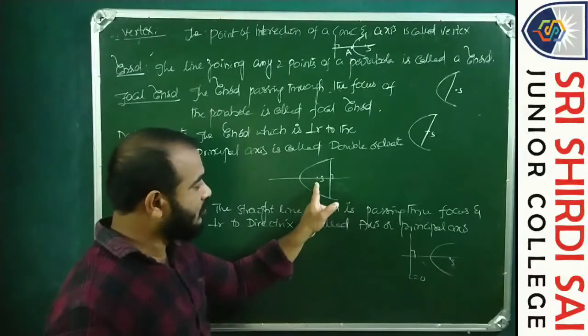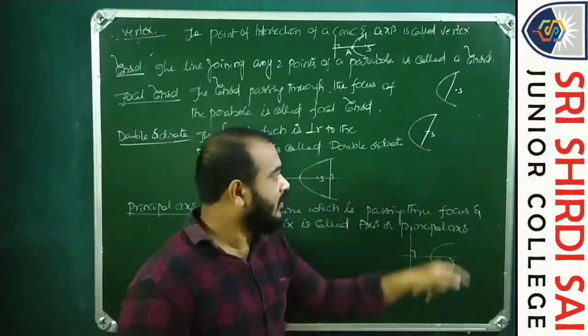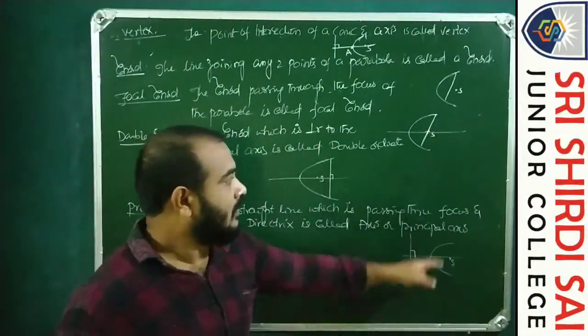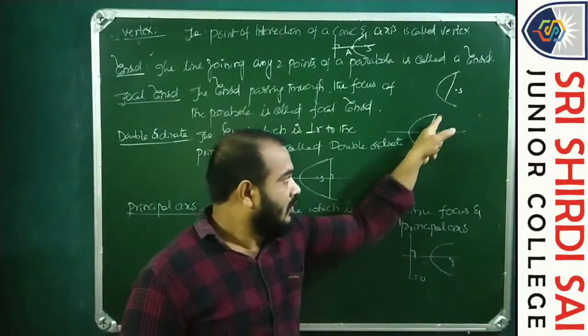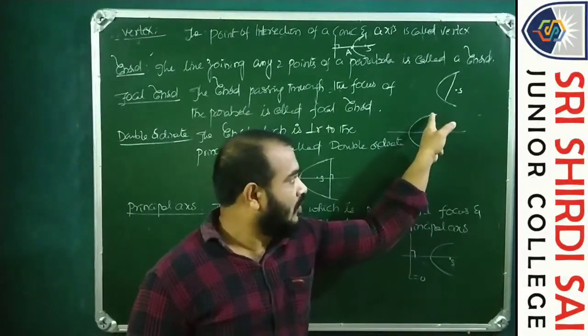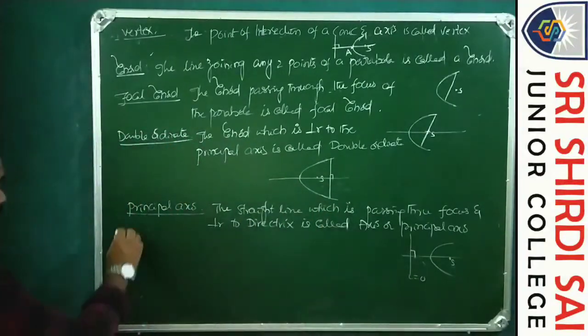Here it is not passing through the focus like the focal chord, and the focal chord is not perpendicular to the axis. This focal chord is not perpendicular to the principal axis, not straight, but here it is straight, it is a double ordinate.